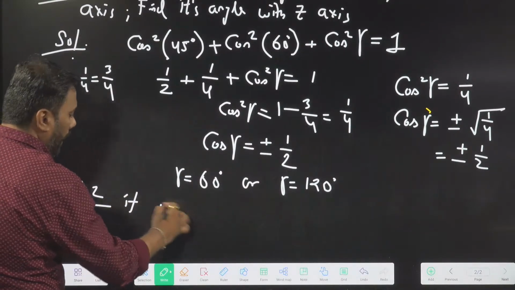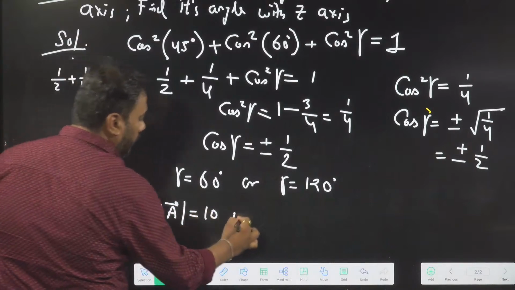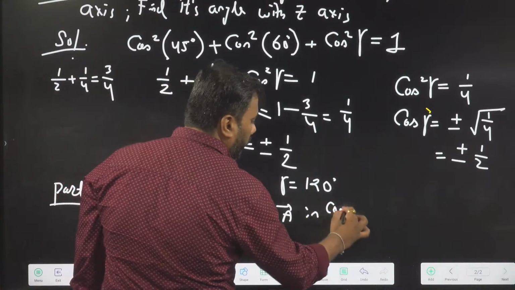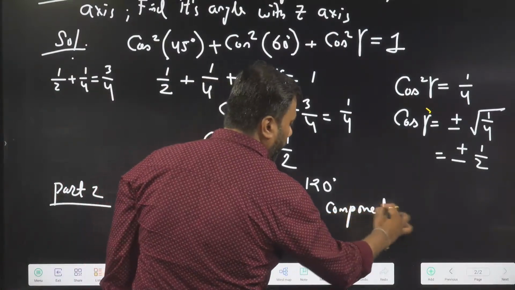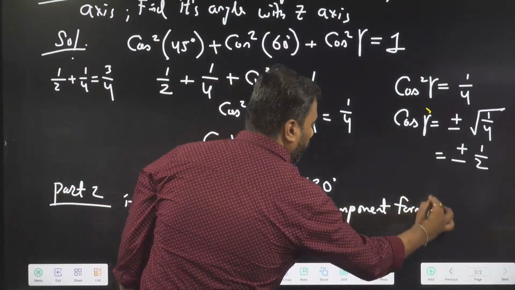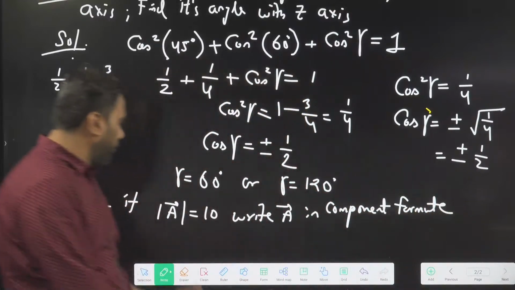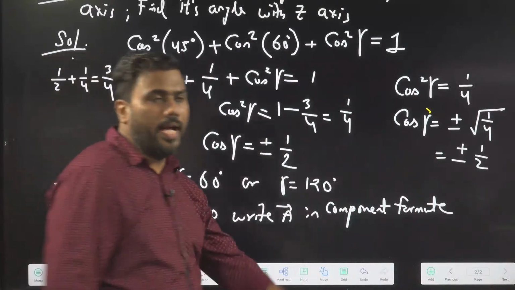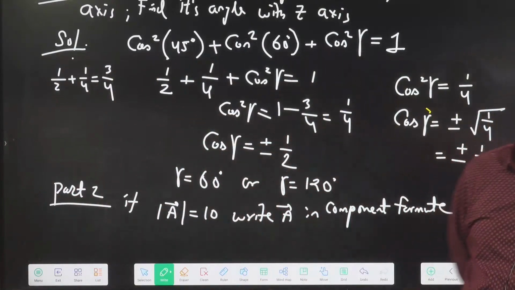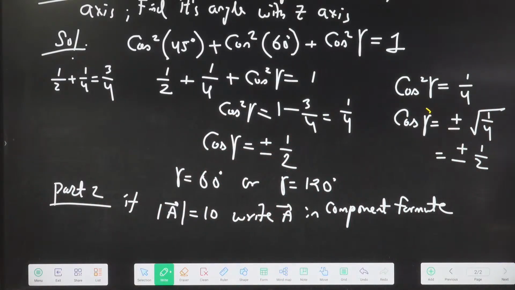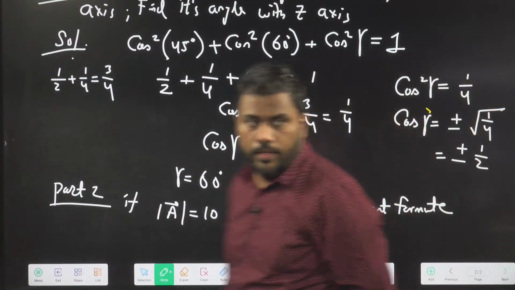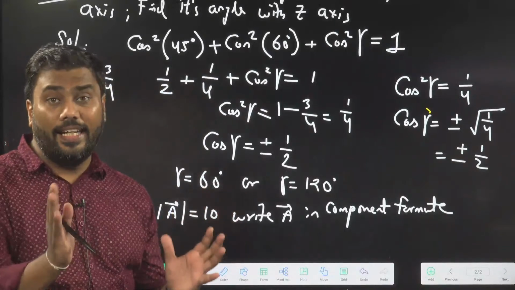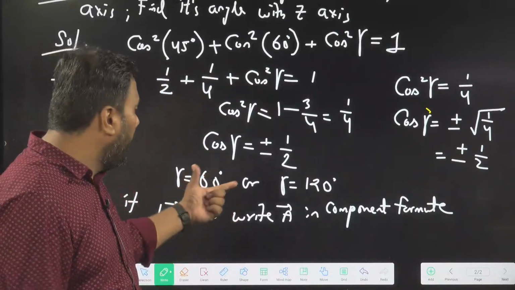If the magnitude of a vector is 10, write the vector in component format. Magnitude of a vector is given, write the vector in component format. There is a length of vector A given. You need to find components.